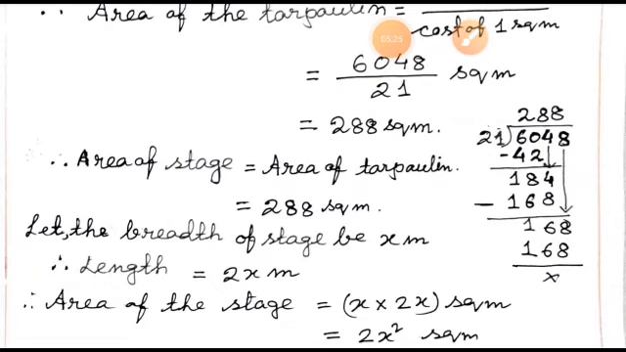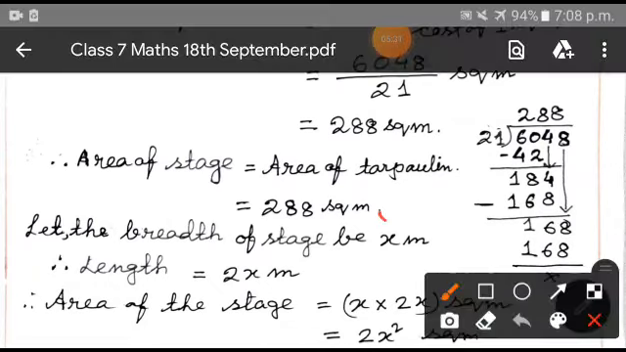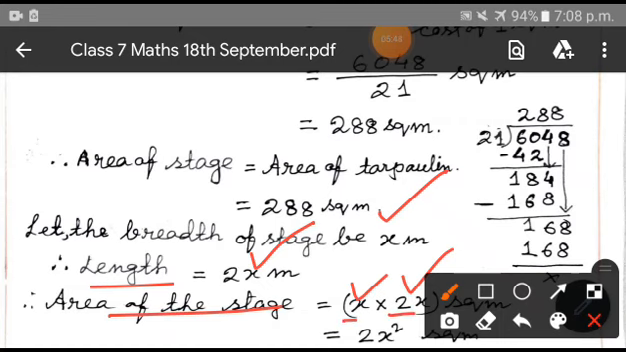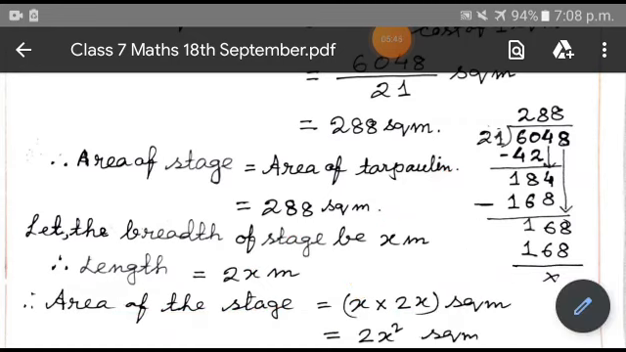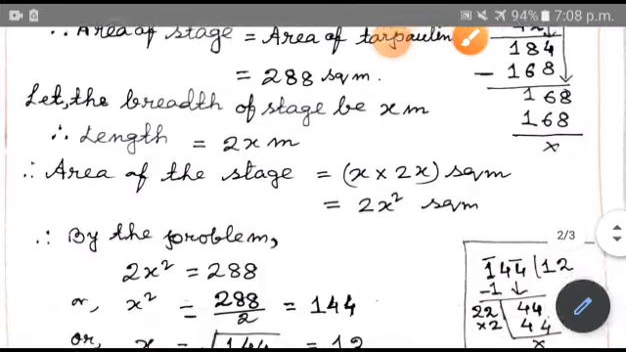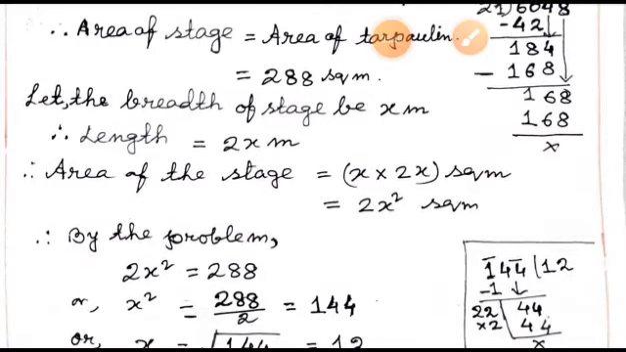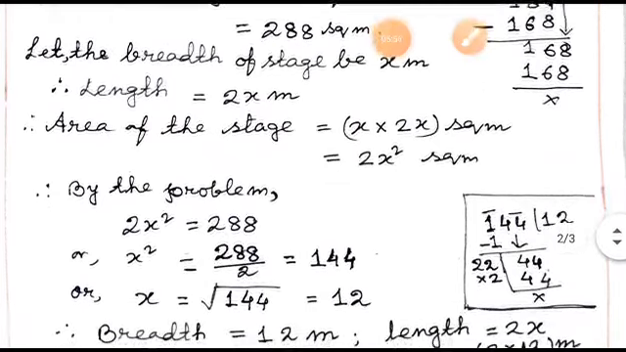So in this case, what we will do, we are going to take the breadth as x meter, because here the length is again dependent on the breadth, and length will be 2x meter. So area will be length into breadth, or breadth into length, which is equal to x into 2x, that is 2x square meter. Now we have got the area of the tarpaulin required as 288 square meter. So you are writing 2x square equals 288.